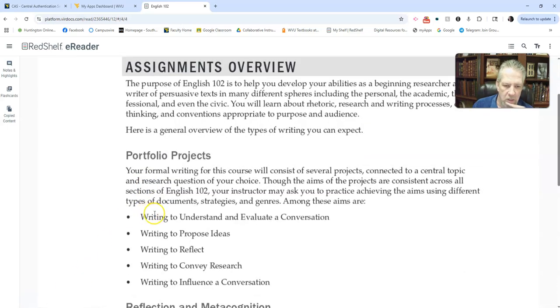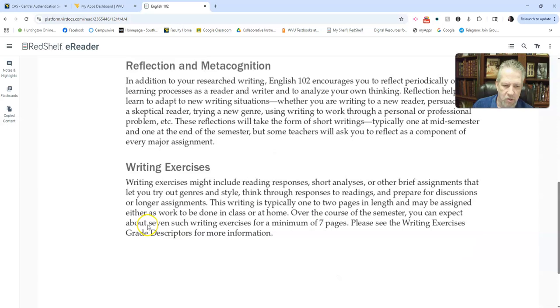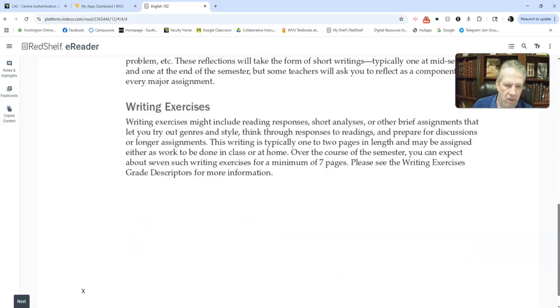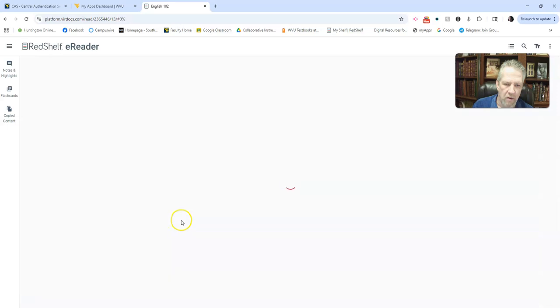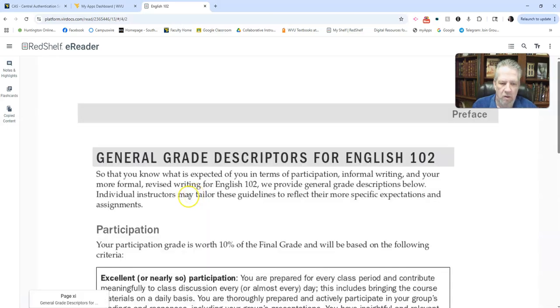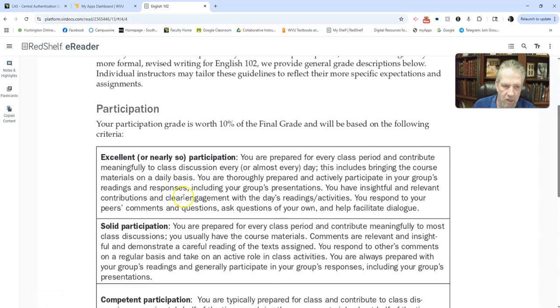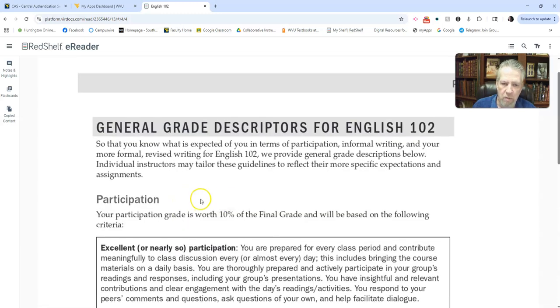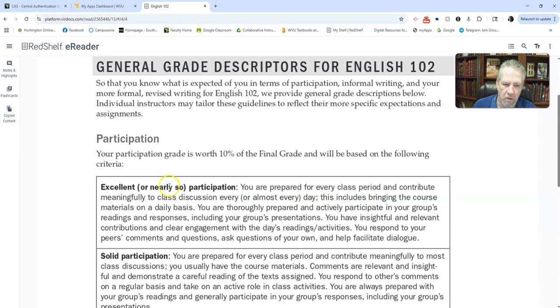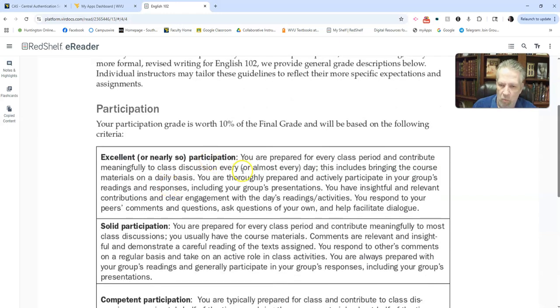Now, this is basically an overview of the kinds of assignments you're going to have. That's page 10. Especially important to take a look at and understand are your rubrics. These are the major rubrics and descriptors for the different types of grading that we do here at WVU. Grading is divided into 3 parts. The first part is your lowest amount: 10% of the overall 100% final grade has to do with your participation.